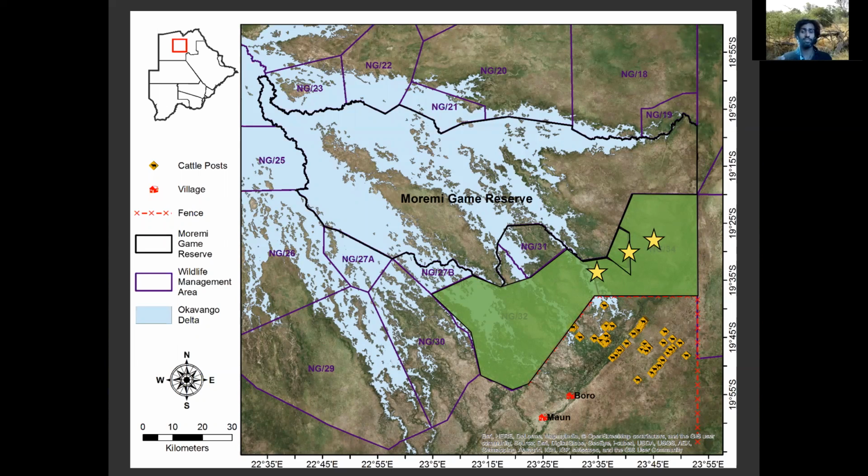This is an area that was specifically set aside for wildlife tourism. It's managed by the local communities, and the communities sublease this area to safari companies who operate private lodges. Each of those stars there is a private safari lodge that was operating in the period where we carried out this monitoring study.